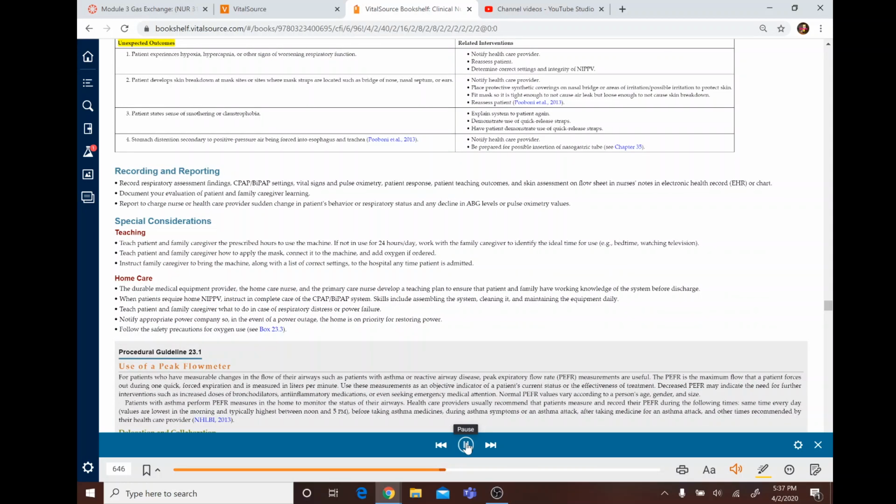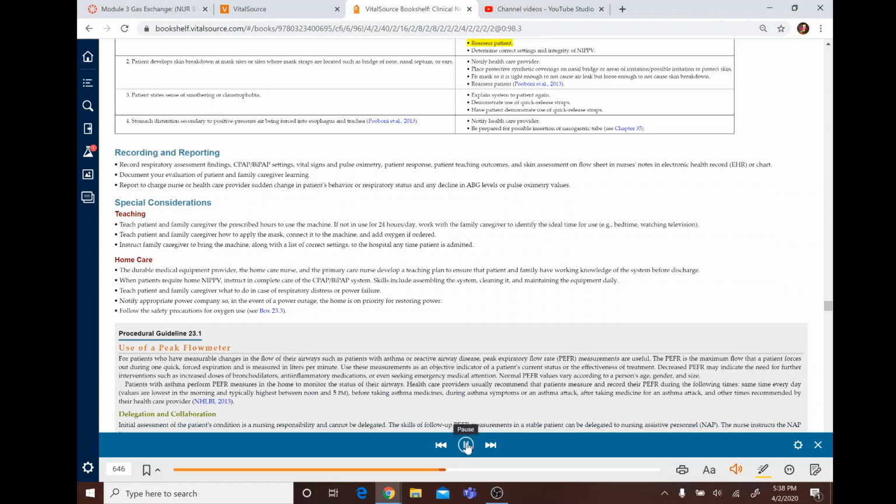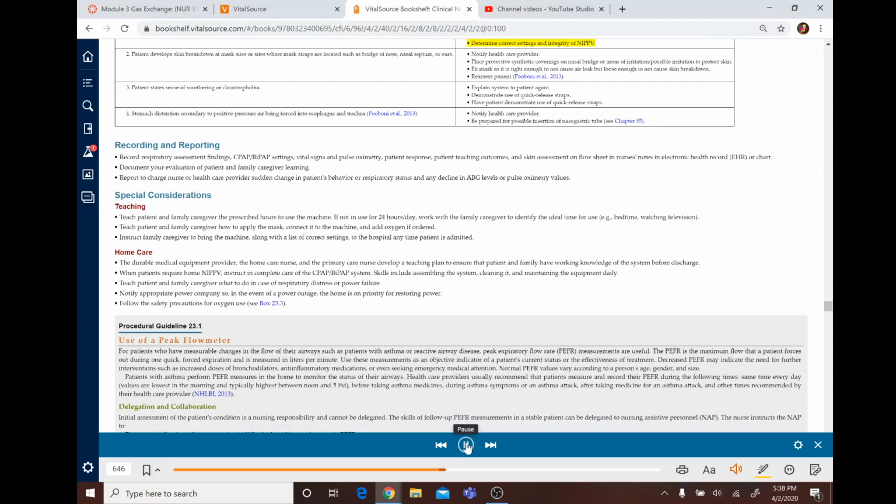Unexpected outcomes and related interventions. 1. Patient experiences hypoxia, hypercapnia, or other signs of worsening respiratory function. Notify healthcare provider. Reassess patient. Determine correct settings and integrity of NP.